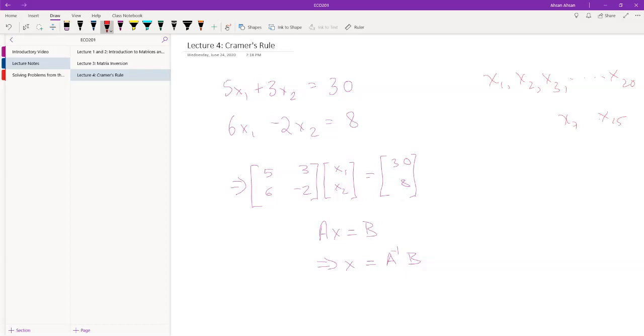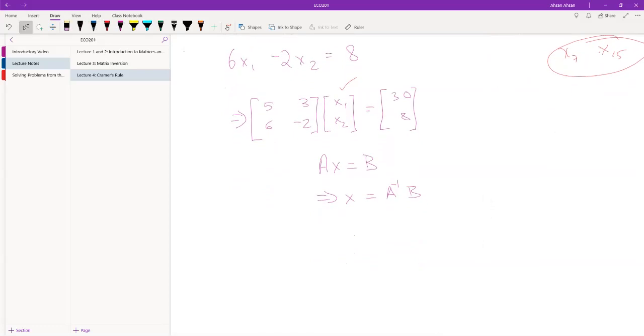So what we need is a simpler method, and that simpler method is Cramer's rule, which allows us to find the values of specific variables. So in this example, for x1 and x2, if you use matrix inversion, after the lengthy process we are going to have the values for both x1 and x2, but through Cramer's rule, it's possible for us to find the value of only x1 or only x2. So let's look at how that works.